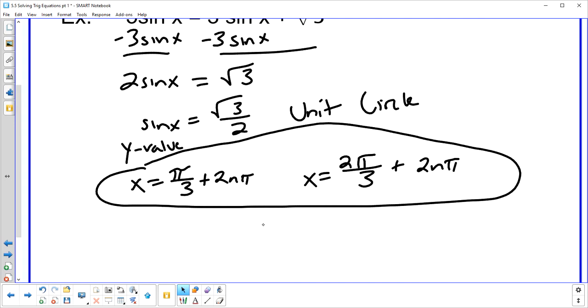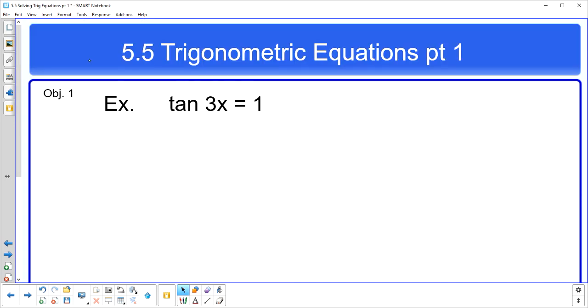adding 2 pi to. Okay, now one that would make it just a little bit more complicated is if we look at this. And a lot of times we want to get rid of that 3 first, but you notice the 3 is inside your tangent function.